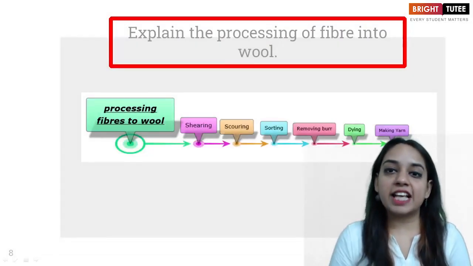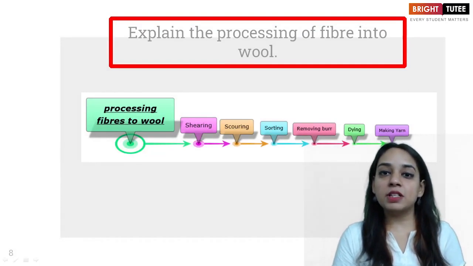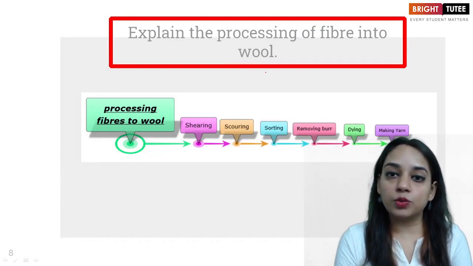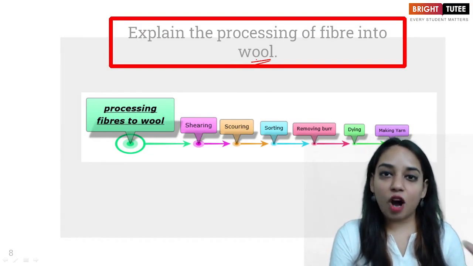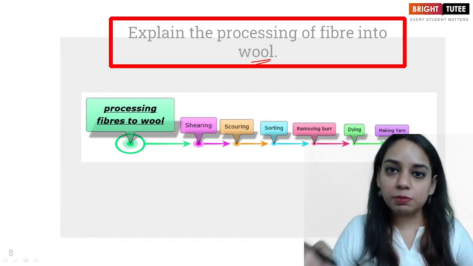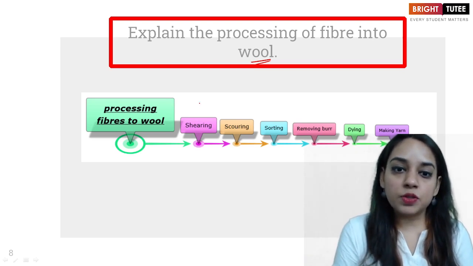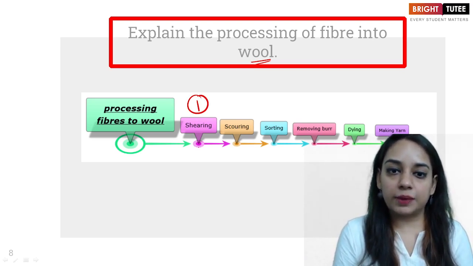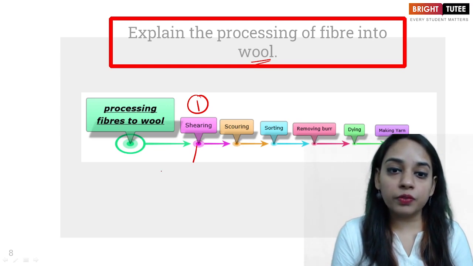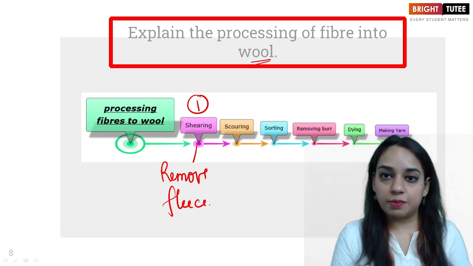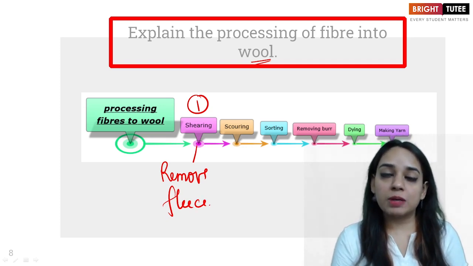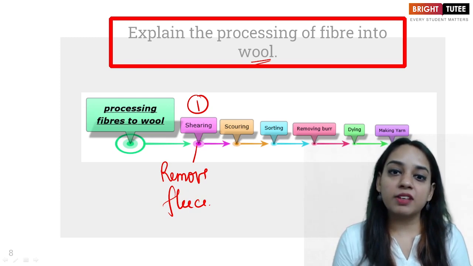Next question is, explain the processing of fiber into wool. So how do we obtain wool from fibers? So guys, it is a long process. Let's discuss the complete process one by one. Okay. So the first method is shearing. Shearing means to remove the fleece from the bodies of the animal, the goat, sheep, or whatever animal we are obtaining wool from.